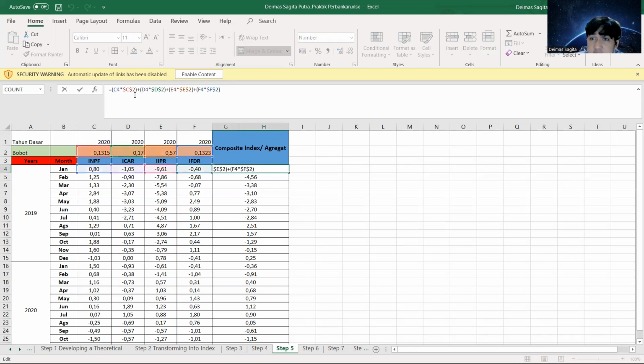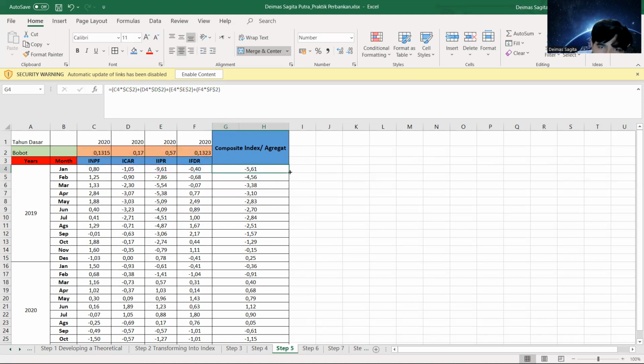And don't forget to lock your data, press F4. Then plus ICAR, multiply with the weight of the ICAR, and then plus again IPR or index IPR, multiply with the weight of the IPR, and plus again IFDR, multiply with the weight of IFDR, and then enter.